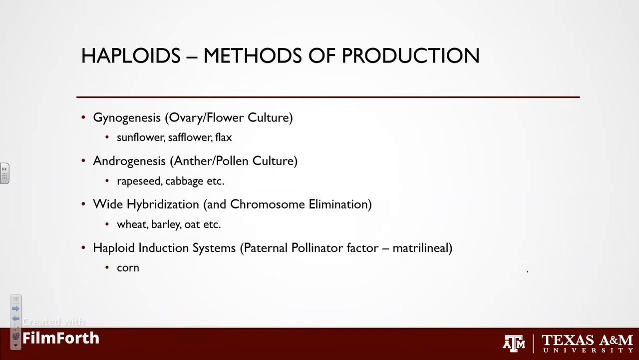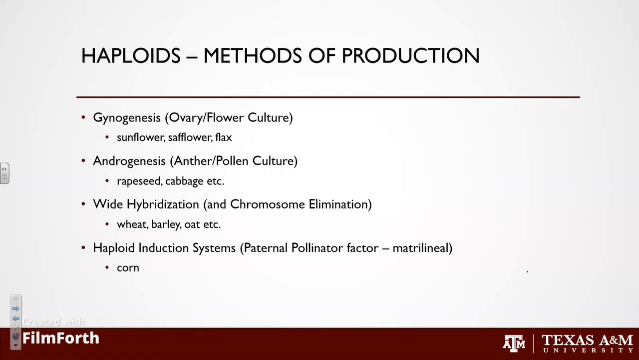So how are haploids produced? Well, it depends. Just like in so many ways, the biology of the crop dictates to a certain extent the things that can and cannot happen. But basically, there are four methods of producing haploids at this point in time. The two that have been around the longest and known the most about are gynogenesis and androgenesis.